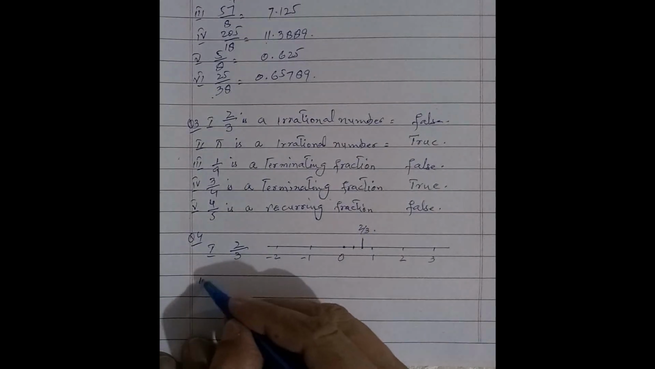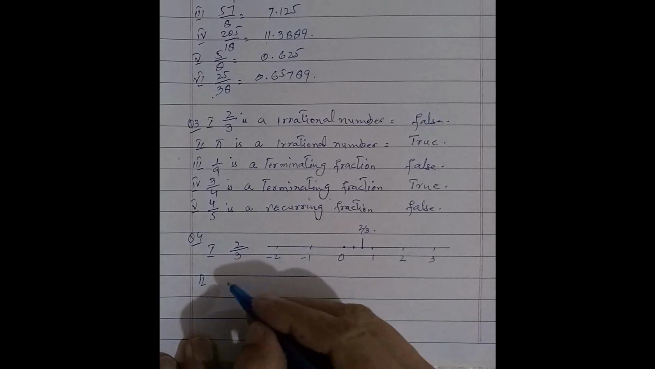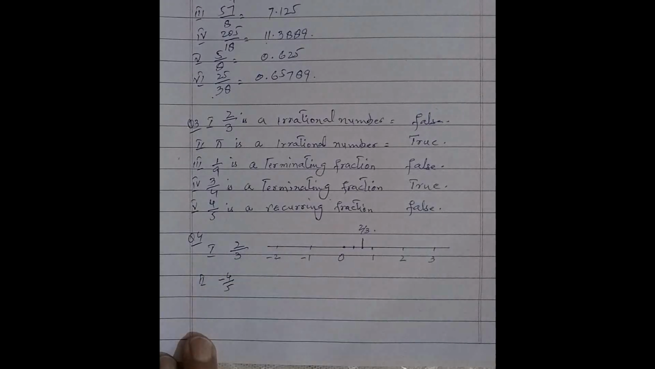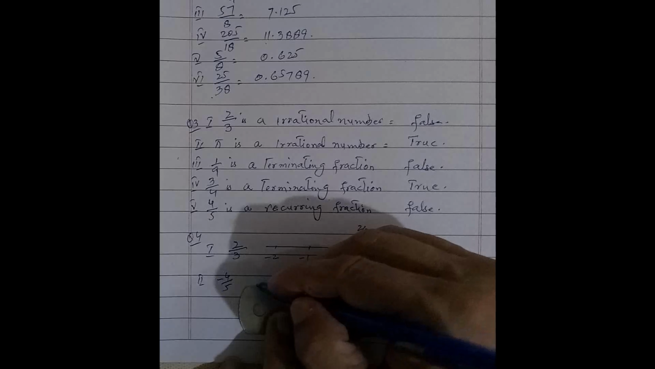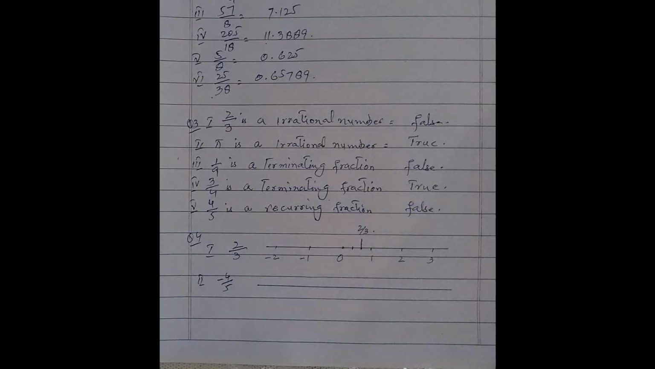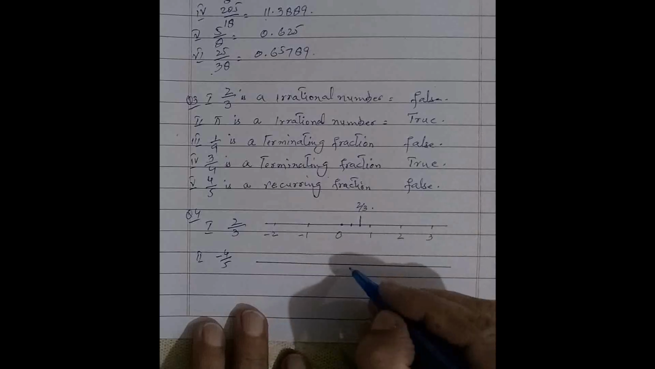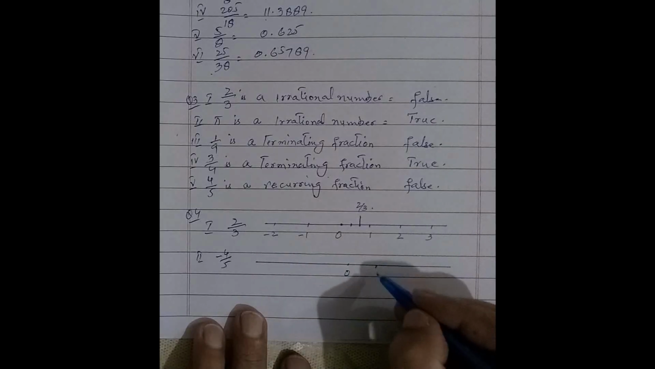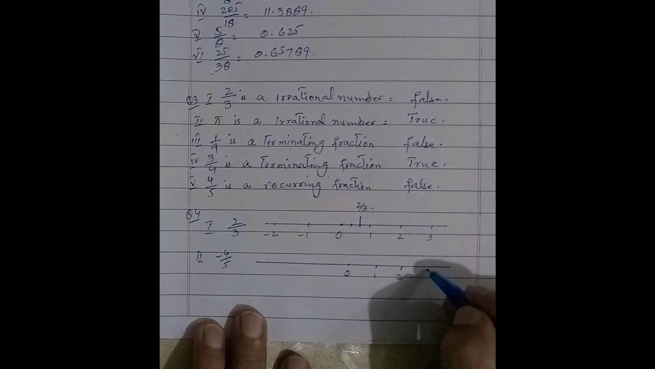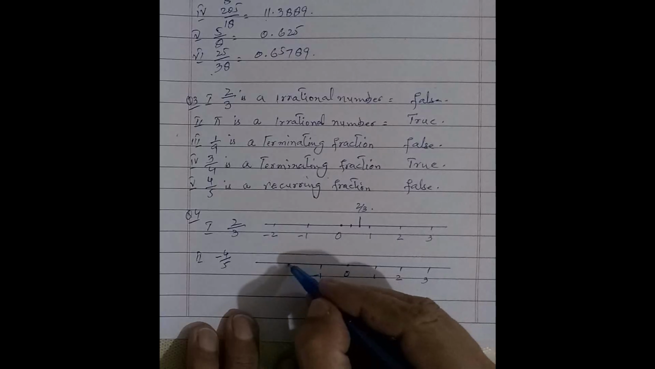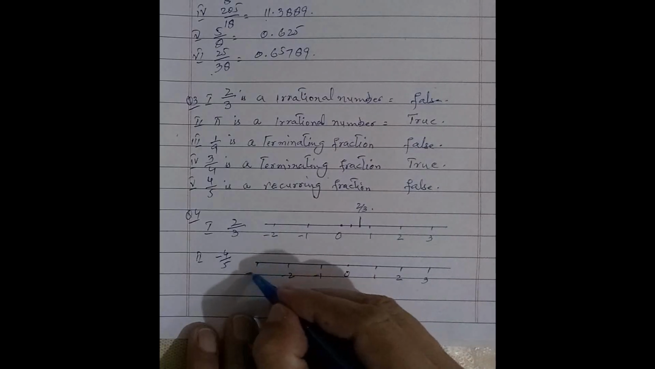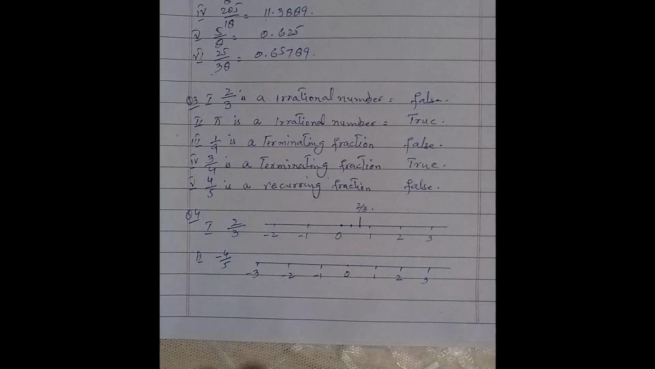And the next is the second part. The number is minus 4 over 5. So we represent it on a number line, which has 0, 1, 2, 3, and here is minus 1, minus 2, and minus 3. And the point is minus 4 over 5.